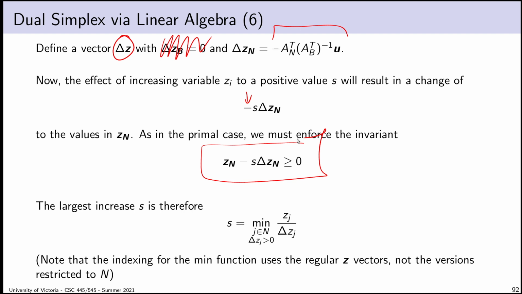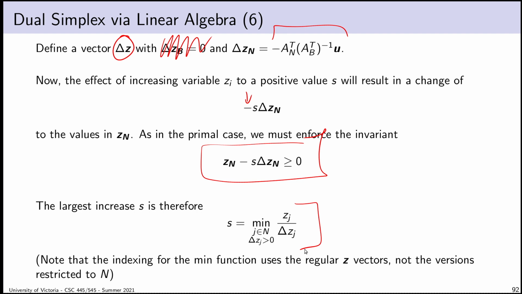Here is what I want. I need to make sure that any modification I make to my leaving variable preserves this, that nothing goes negative. Okay, so just like before, we now get back on track. Just like before, the largest amount that I can increase my leaving variable will be defined by this. And this is now matching up with our primal case again.